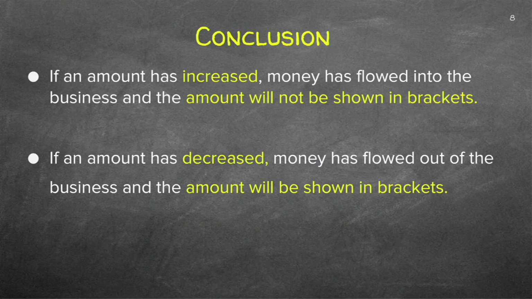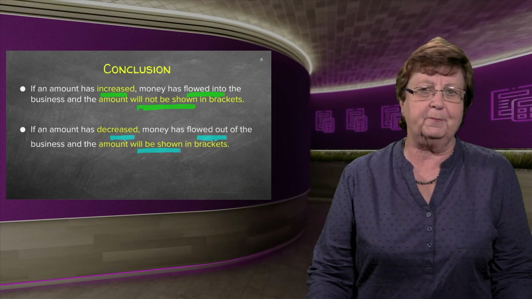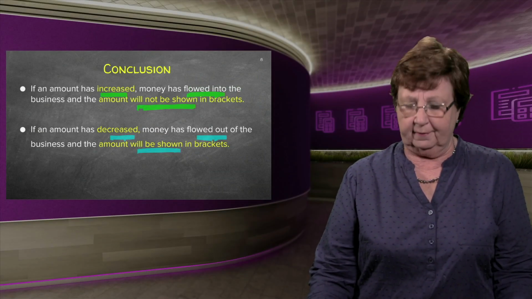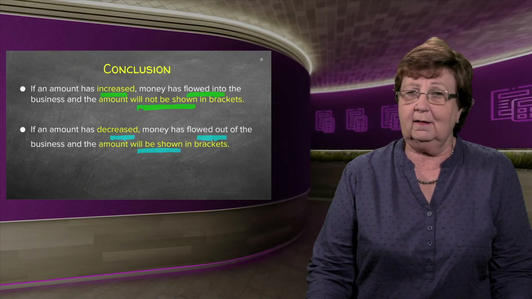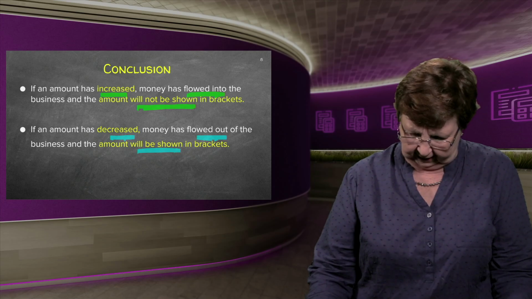Conclusion. If an amount has increased, money has flowed into the business and the amount will not be shown in brackets. However, the opposite is also true. If an amount has decreased, money has flowed out of the business and the amount will be shown in brackets. Again, it's a simple little rule that you can learn. If money's flowed in, no brackets. If money's flowed out, brackets.